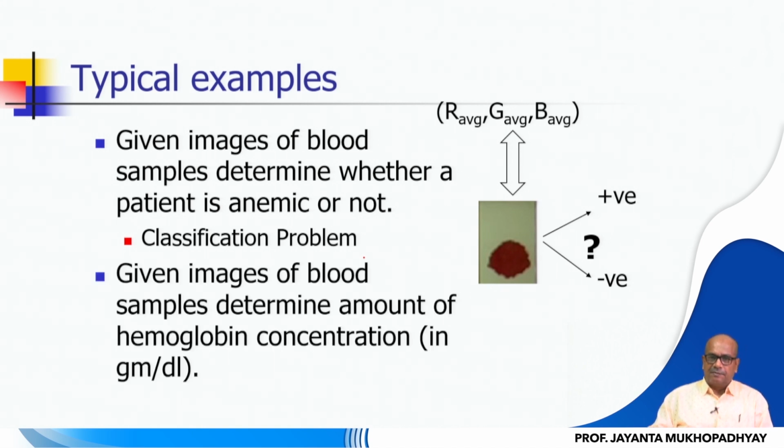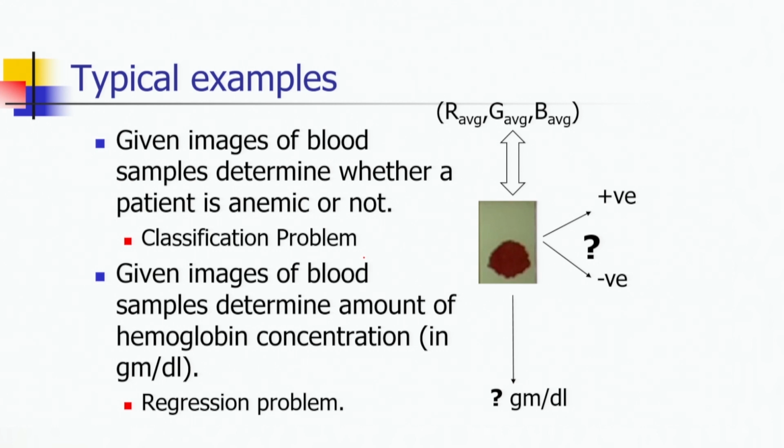So, this is a classification problem, but it could also be another kind of problem, like: given images of blood samples, determine the amount of hemoglobin concentration in grams per deciliter. Now, this could be a quantification problem. As you know, from quantification we can also determine whether a patient is anemic or not by going through the respective prescribed level of hemoglobin that one should have for a normal subject. So in this problem, instead of classifying into 2 classes, we rather want the quantified value, and we call this kind of problem a regression problem.